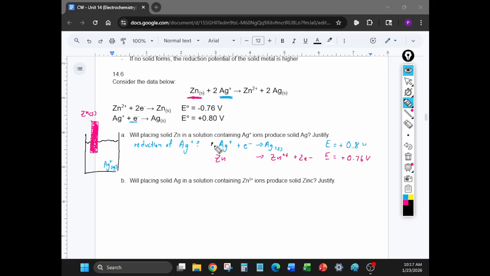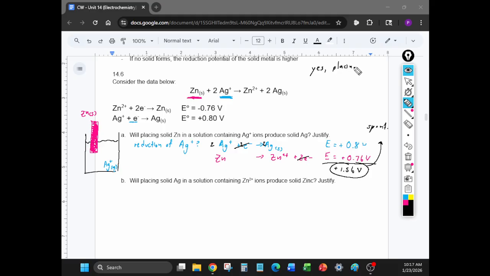Okay, we're going to double this so that the electrons can cancel out. And then we're going to figure out if this is going to happen. If you add up the electrical potentials, you should get positive 1.56 volts. And if you remember, if you have a positive electrical potential, that means that this is a spontaneous reaction. It wants to happen. So in this situation, the answer for part A is yes.